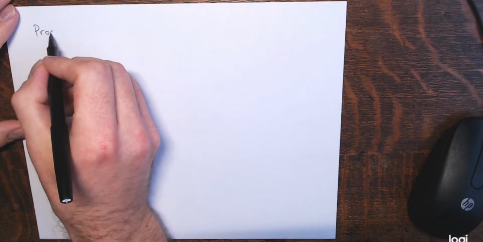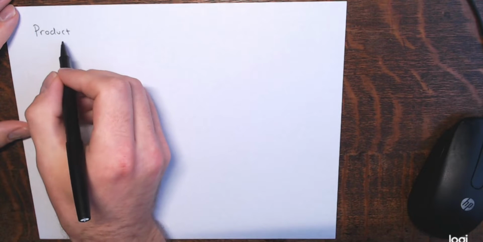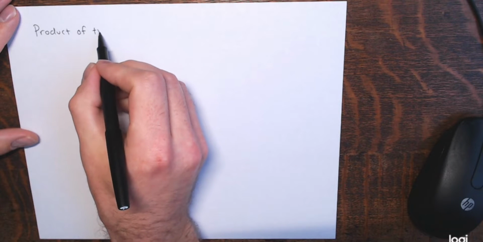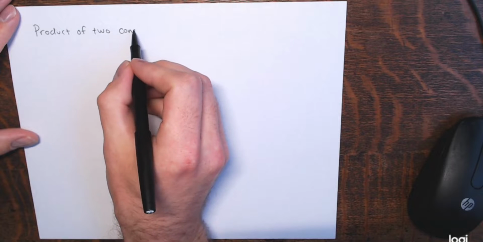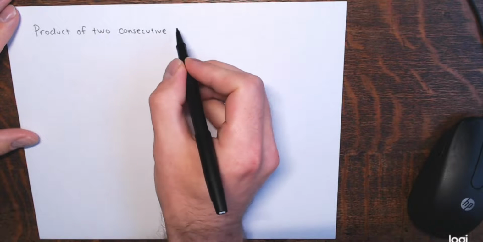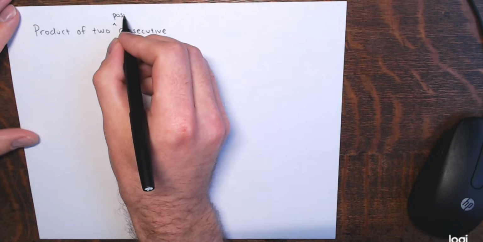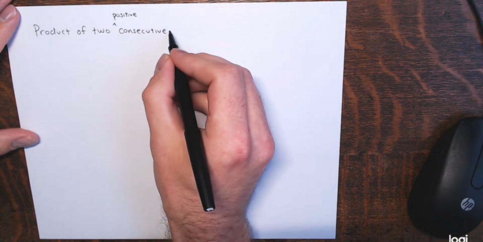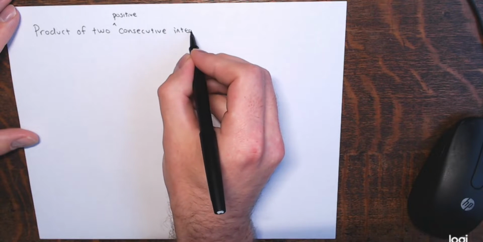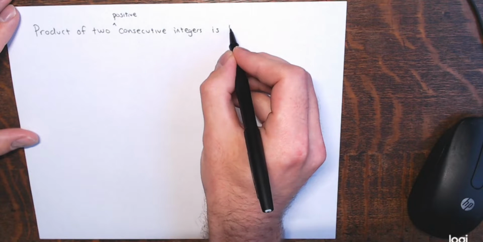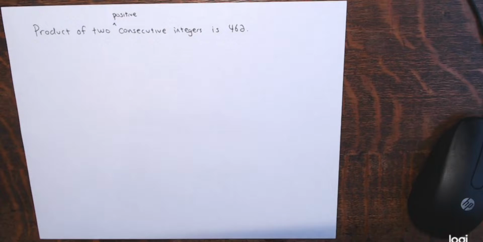So once again, I'll write out their statement. The product, so that implies multiplication, right? The product of two consecutive positive integers, two positive consecutive integers, is 462. Right? That's the sentence that's going to be turned into an equation.